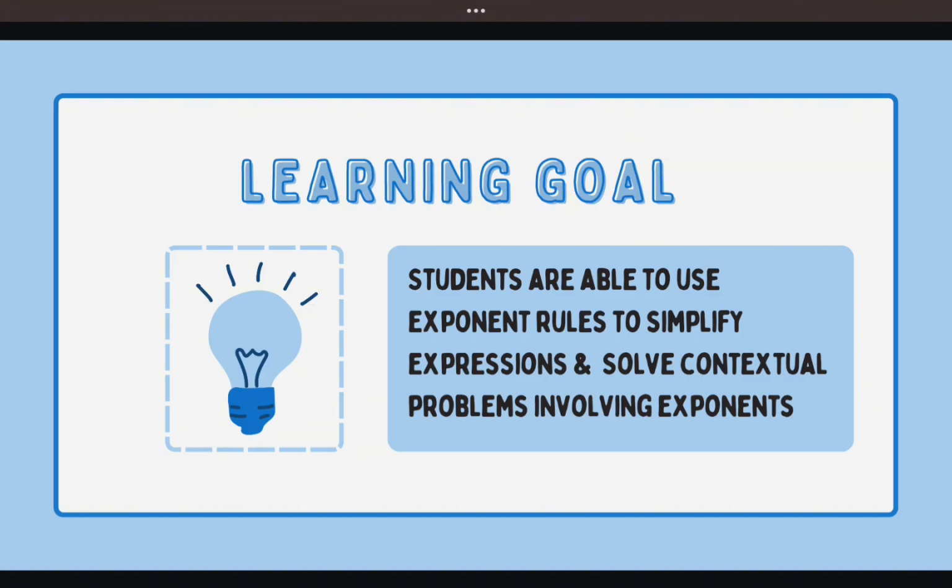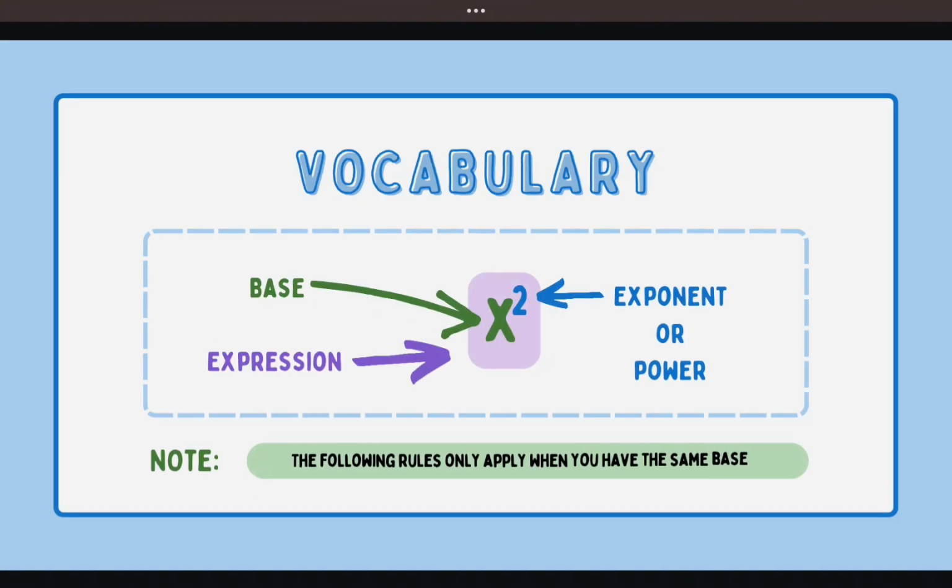By the end of this video, you will be able to use exponent rules to simplify expressions and solve contextual problems involving exponents. This is how to read the exponent notation. X to the power of 2. X is the base and 2 is the exponent or power.